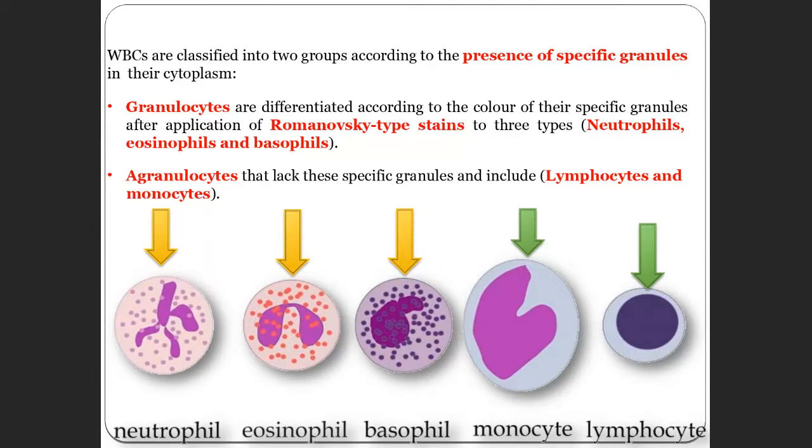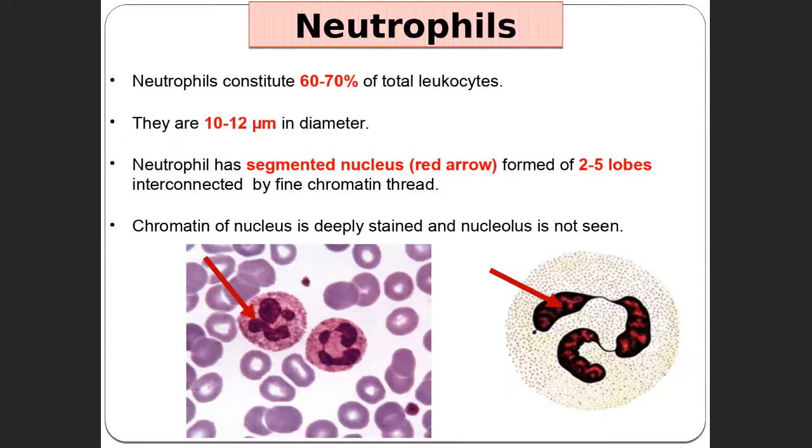And neutrophils are multi-lobed, around 3 to 5 lobes. Eosinophil is bilobed. Basophil usually has an indented nucleus. We'll see. So, the way you identify cells.